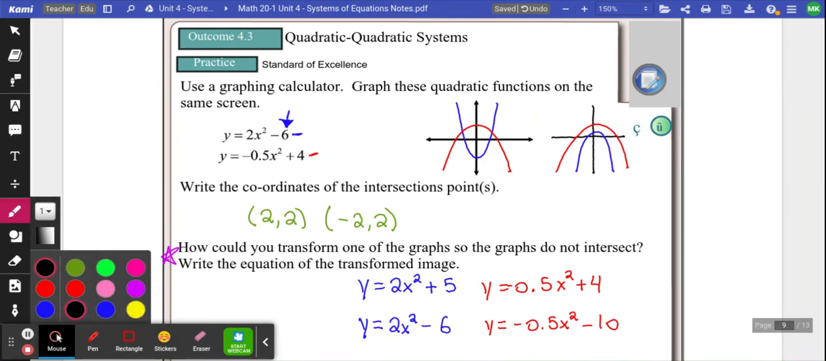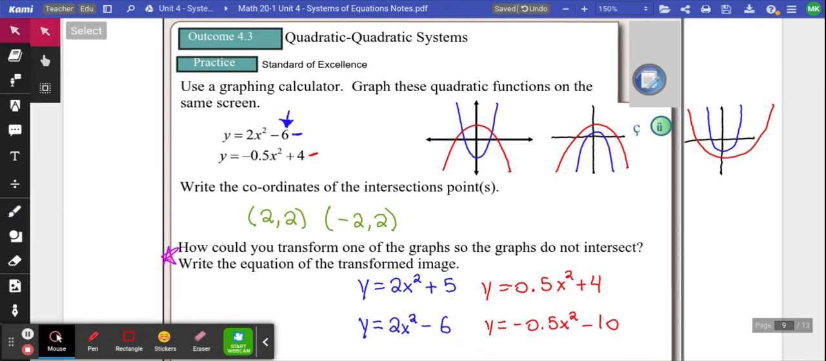You could also do the same thing the other way. You could flip the red graph so that it now faces up. And then you could leave the blue graph inside of it, like that. And those also would have no intersection points. To flip a graph, remember you change the a value, so that's the number in front of x squared. So to flip it, you make the a value either positive or negative, the opposite of whatever it is. Right? Negative would go down, positive would go up.